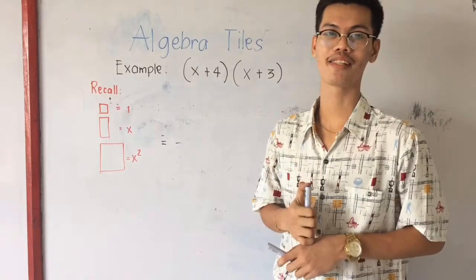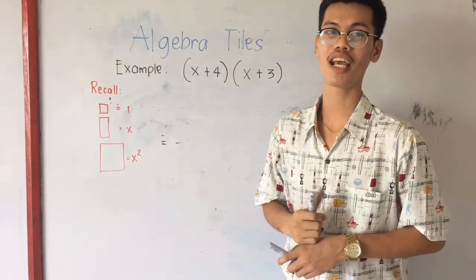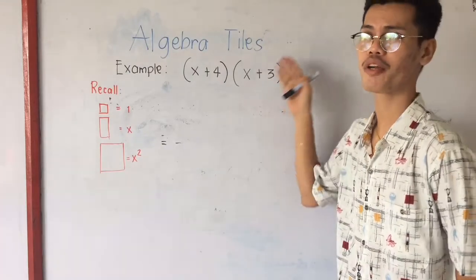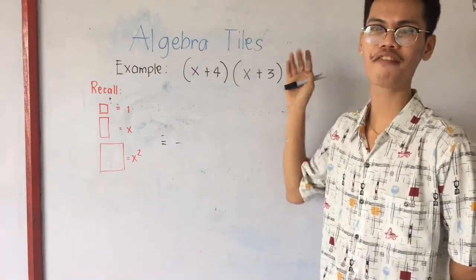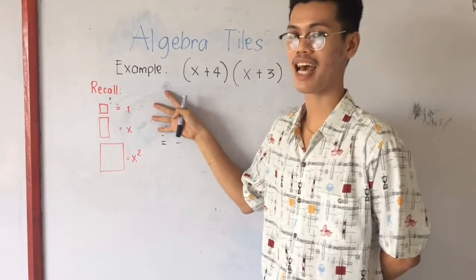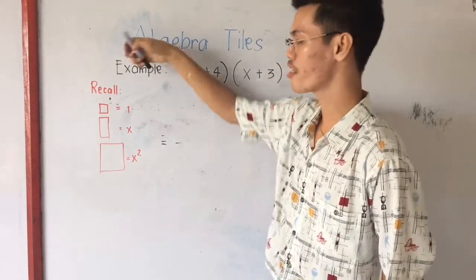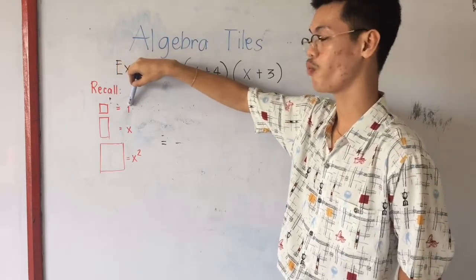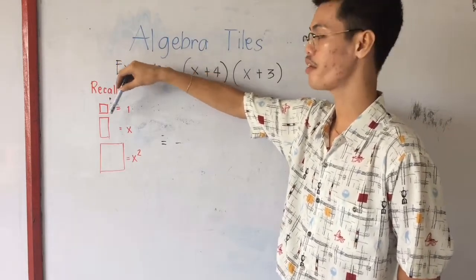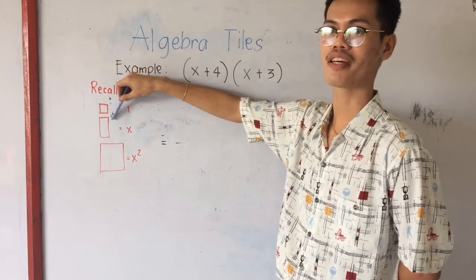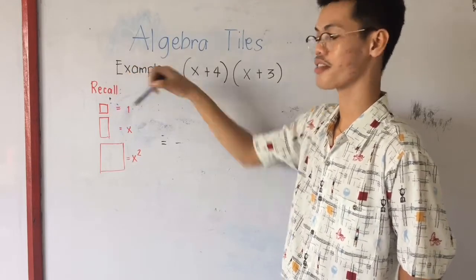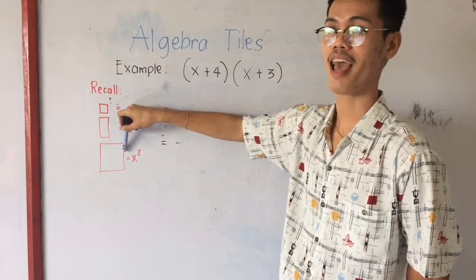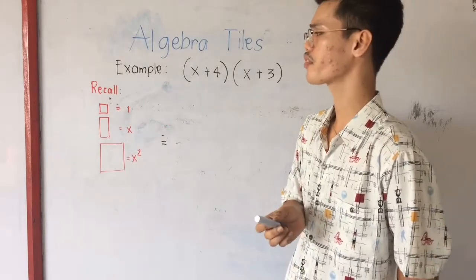One of the methods in multiplying polynomials is using algebra tiles. So how are we going to use algebra tiles? Let's have first to recall the tiles. The small square represents our constant 1. The rectangle represents your variable x, and the big square represents x squared.